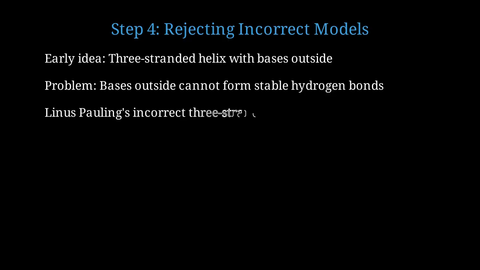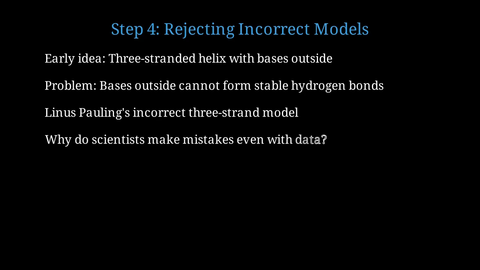Even the great chemist Linus Pauling proposed an incorrect 3-stranded model in 1953. His model had the phosphate groups in the center, which was chemically impossible because the phosphates are negatively charged and would repel each other. Why do scientists make mistakes even with data available? Because interpreting complex data is difficult, and sometimes we are influenced by preconceptions. The scientific process corrects these errors through rigorous testing.